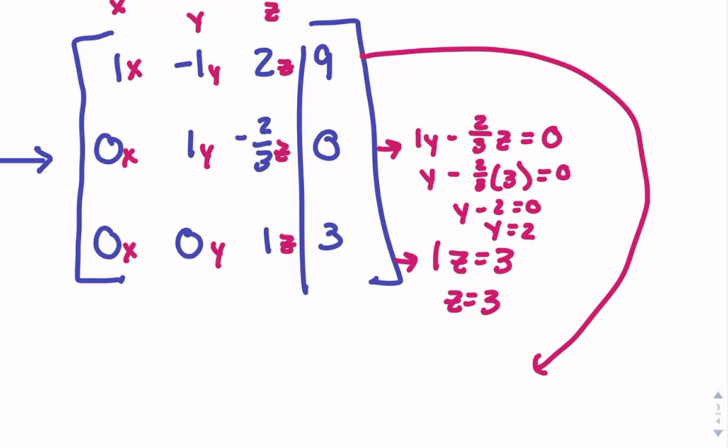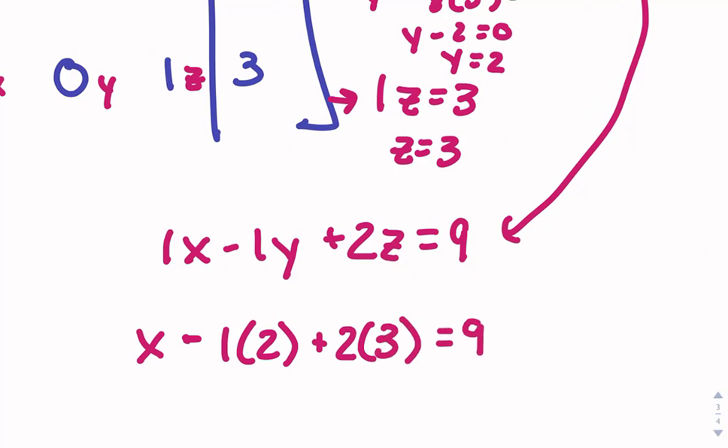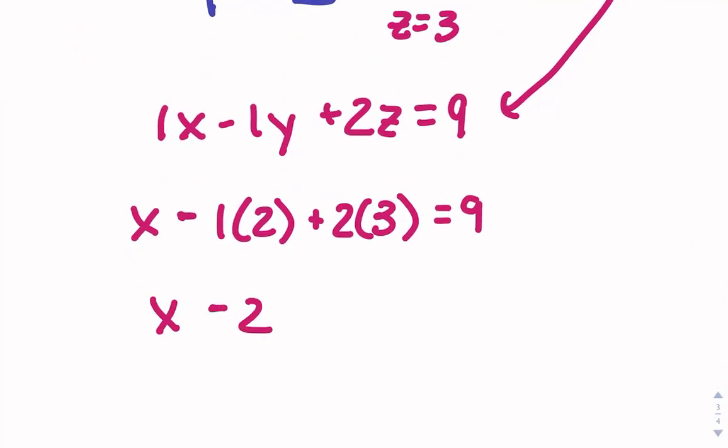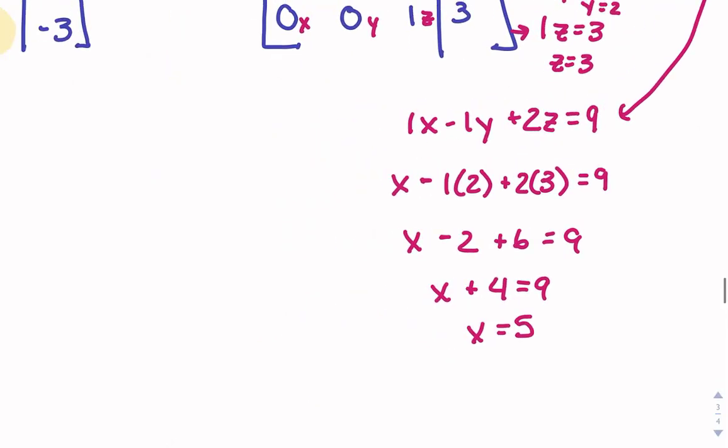I'm going to drop it down here. So I get 1x minus 1y plus 2z equals 9. Well, you already know what y and z are, so let's plug that in. So we get x minus 1 times 2 plus 2 times 3 equals 9. So I would get x minus 2 plus 6 equals 9. Combine like terms, we would get x plus 4 equals 9. Therefore, x equals 5. So my final solution is 5, 2, 3.